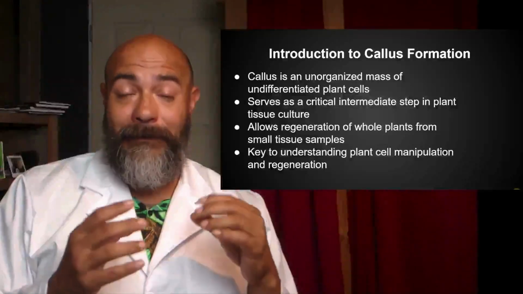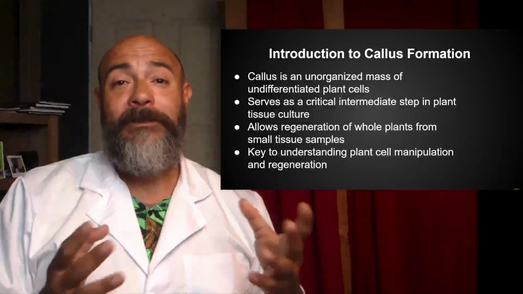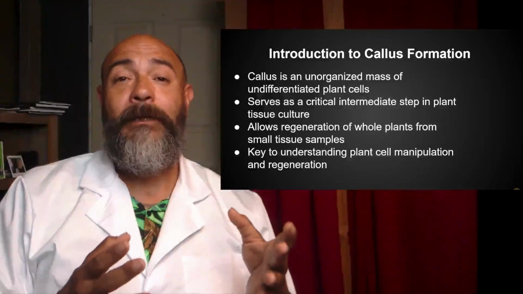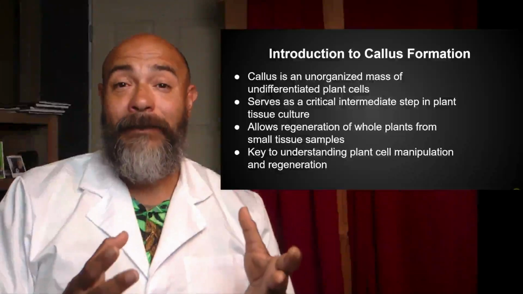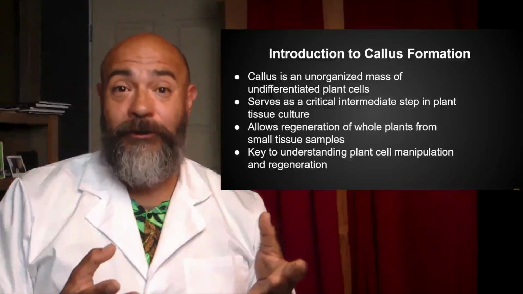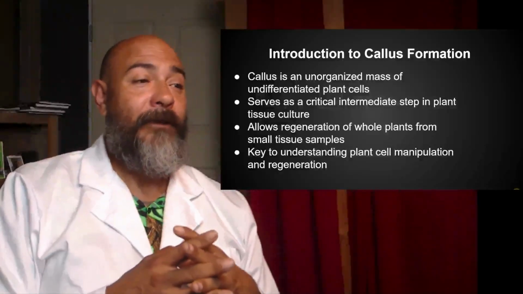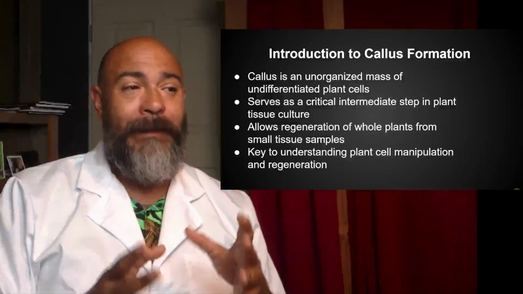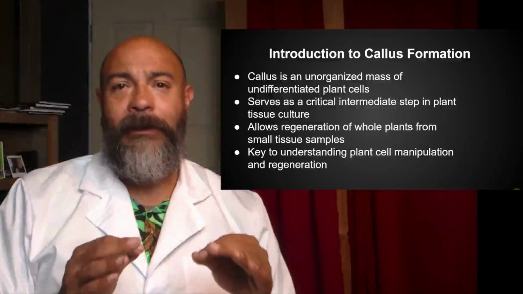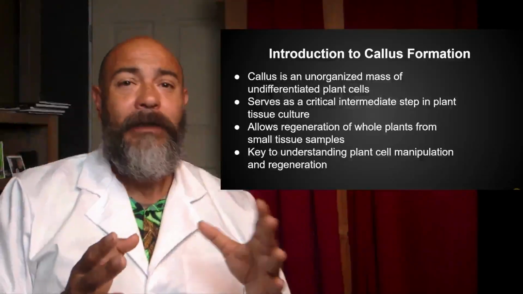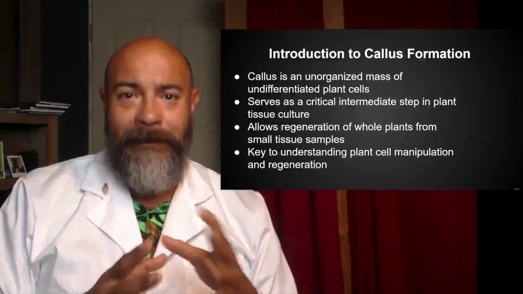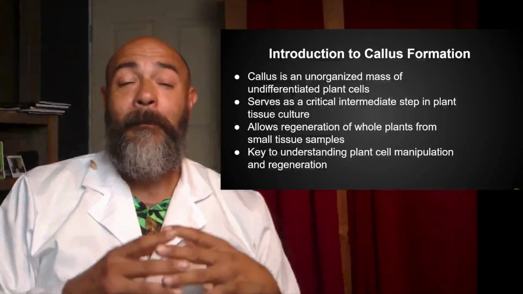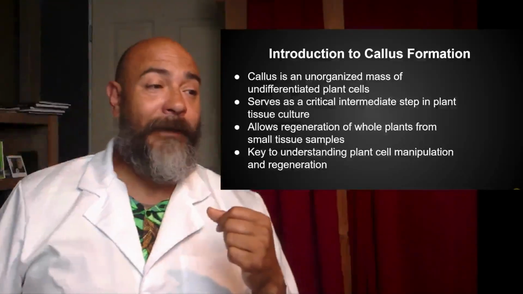It is, again, the undifferentiated cell tissue before it has decided whether or not it is a shoot or a root. So the callus formation will allow for complete regeneration of the entire plant. So this is something that you really need to master if you want to mass produce tissue culture plants.